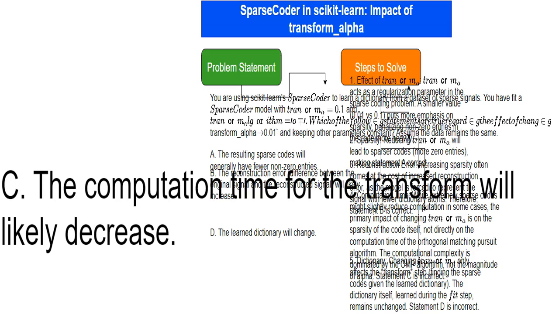The dictionary remains unchanged when I only adjust transform_alpha. Transform_alpha only impacts how I transform data using the pre-existing dictionary. I'm not retraining the dictionary itself.